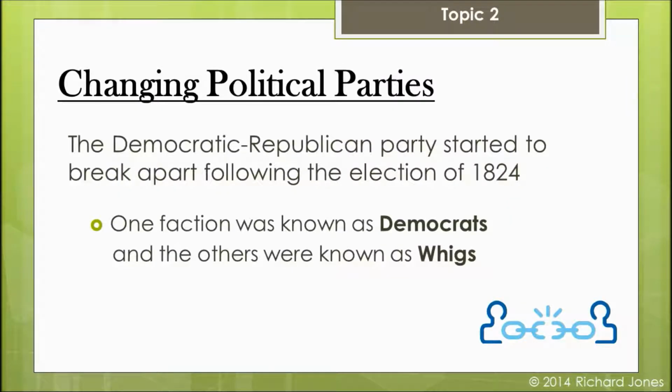But those parties don't last forever. In fact, the Federalists kind of die off fairly quickly. And we're left with almost a single party, and that is the Democratic Republican Party. And they actually form all the way until like the 1850s when they start to break apart. But it was very clear even in the 1820s that this party was starting to divide. On one side you had the Democrats, and on the other side you had the Whigs.